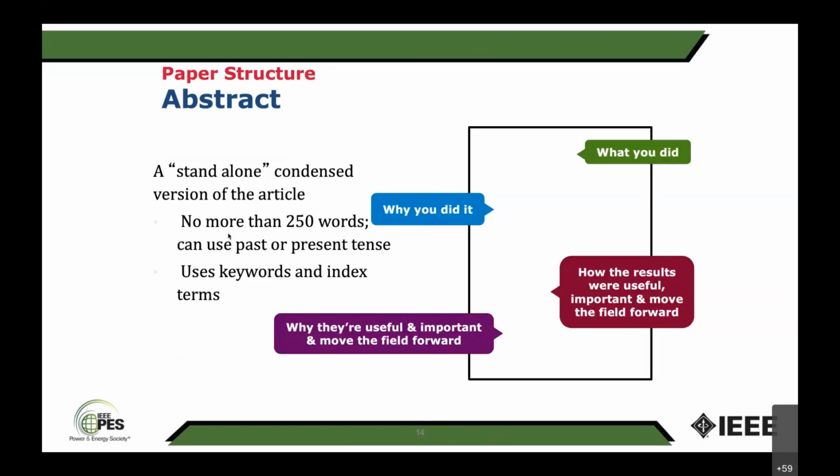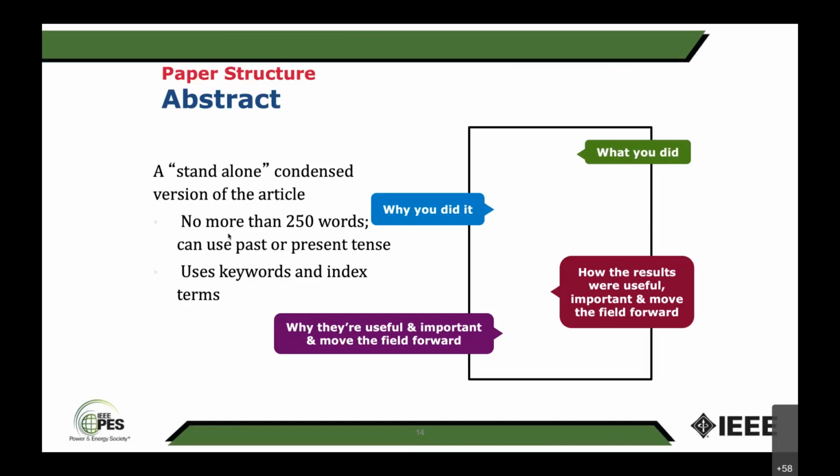So you can use past tense or present tense. It has to have 4 elements. See the 4 boxes on the right, 4 boxes. You should say in 1 or 2 sentences what you did. I did load forecasting using neural network. Why you did it? Because historically the papers I've read are doing forecasting using statistical methods, and the errors are higher than what I got using neural network.